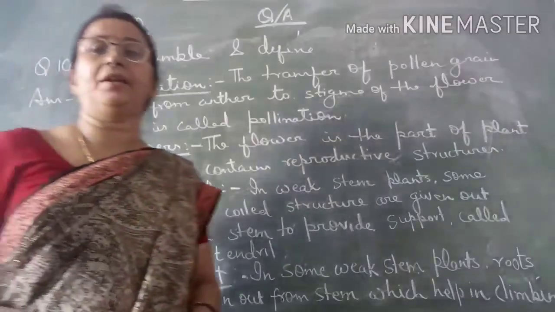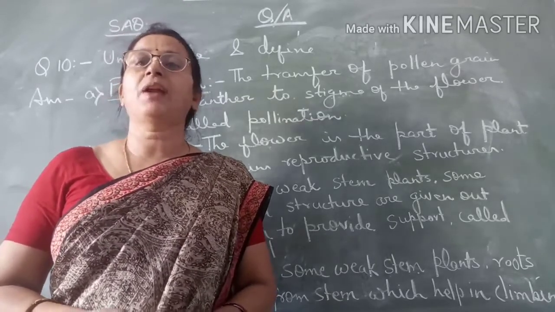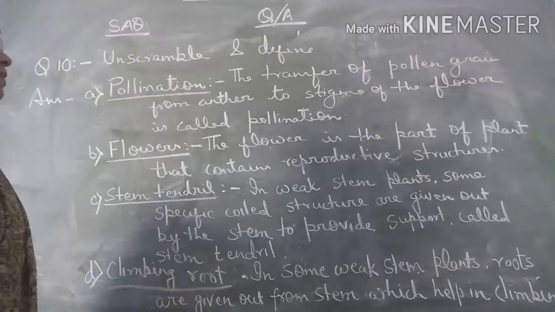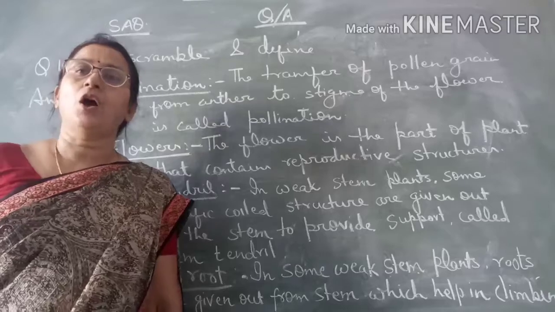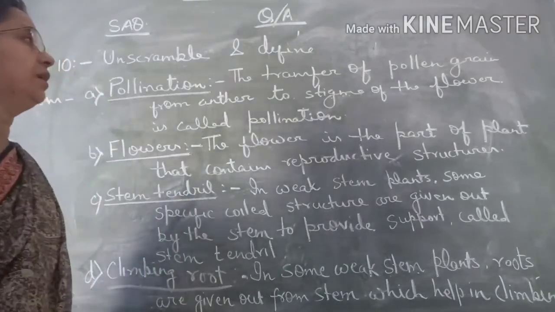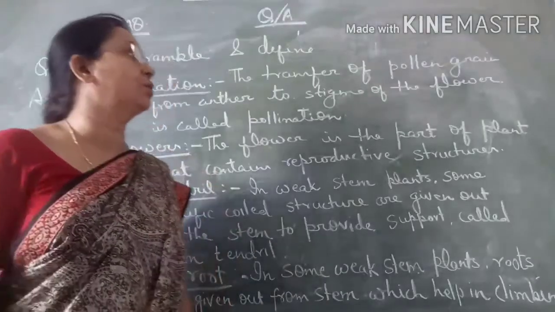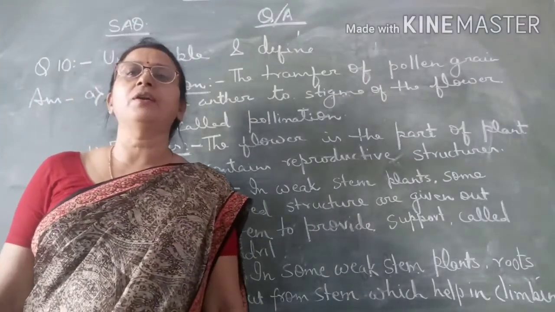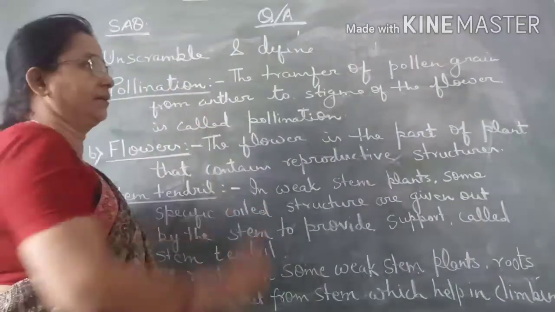Now come to the next question. In question number 10, unscramble and define is given. How will you write its answer? In A, when you unscramble, you will get the term pollination. How will you define pollination? The transfer of pollen grain from anther to stigma of the flower is called pollination. It is already described earlier also. You have to write its answer like this.